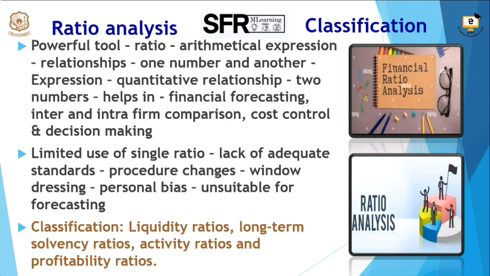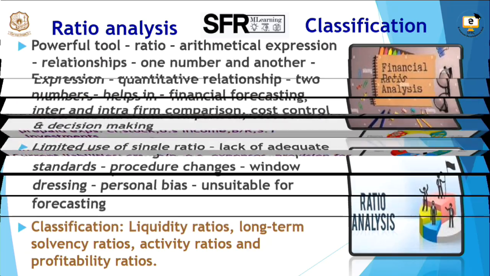So first, what do you mean by ratio? A ratio is a simple arithmetical expression of the relationship of one number to another. It is expressed in percentage or times according to its constraints. It is very helpful for decision making purposes. So what are all the classifications of ratios? The first one is liquidity ratio, then long term solvency ratio, activity ratio and profitability ratio.